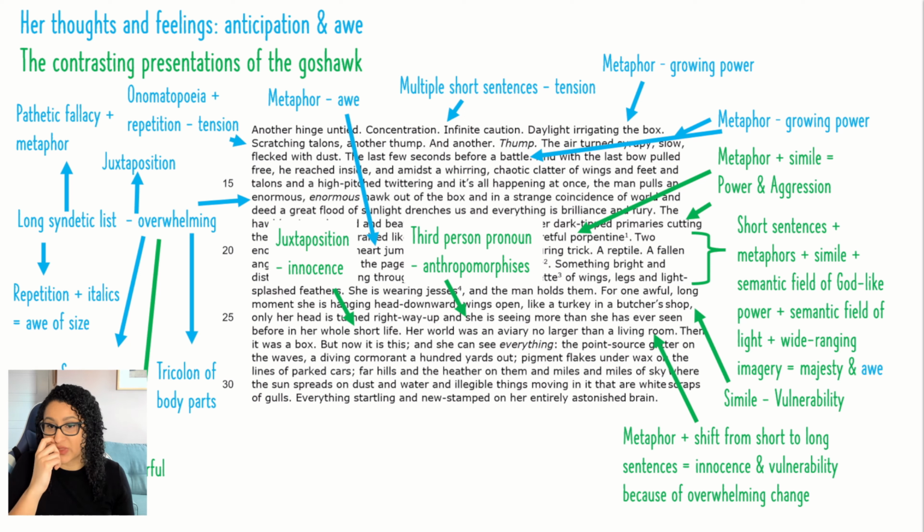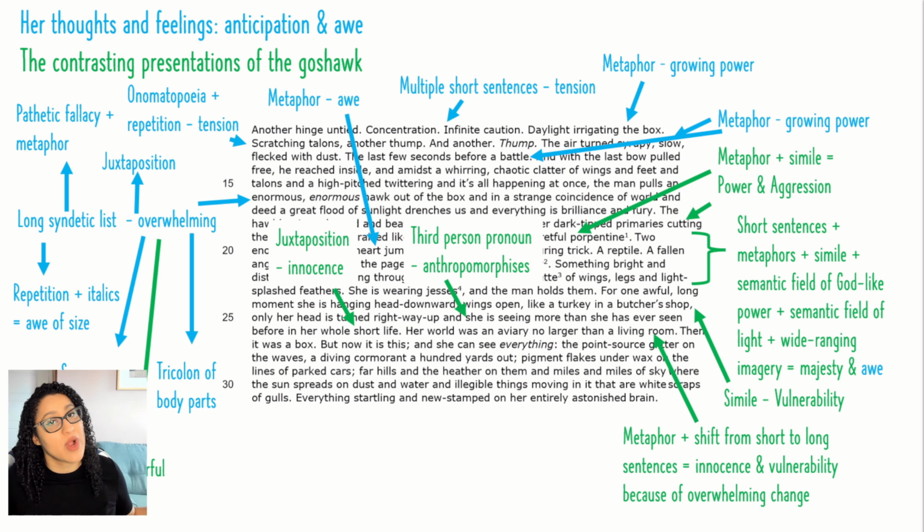The point source glitter on the waves, a diving cormorant 100 yards out, pigment flakes under wax on the lines of parked cars, far hills and the heather on them, and miles of sky where the sun spreads on dust and water and illegible things moving in it that are white scraps of gulls. So there's a lot of crafting going on in that line.